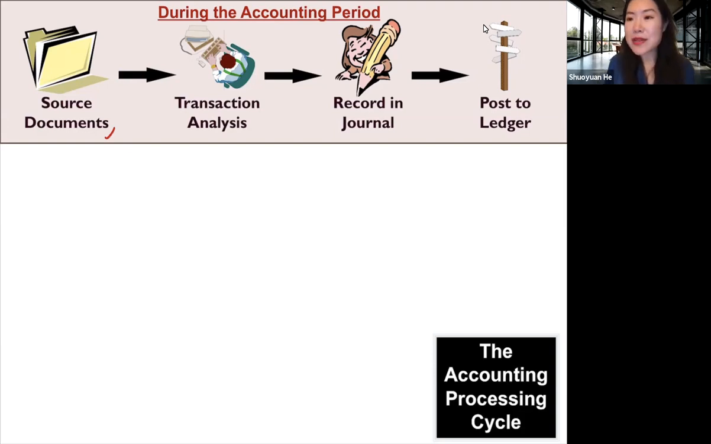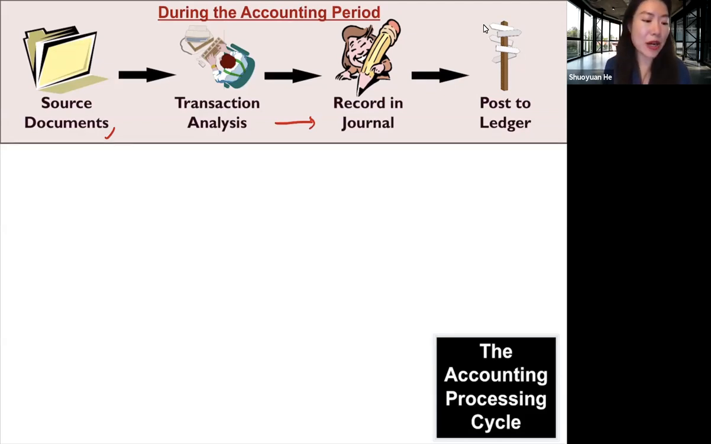Which means that the sale of the firm, so the revenue of the firm, will go up. And then maybe the cash or accounts receivable will go up as well. So that is called transaction analysis: to analyze the transaction, what elements are involved, and whether there's an increase or decrease regarding those elements. And then after all of the elements are identified, the accountant can make a journal entry based on it, recording the journal.